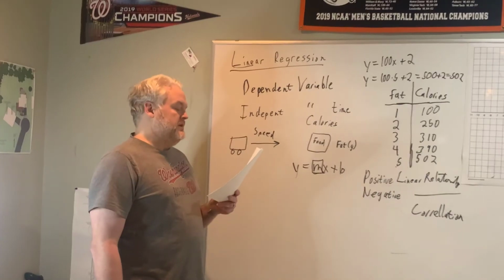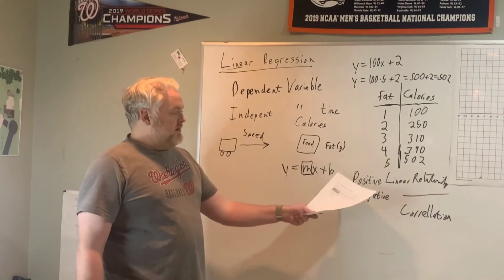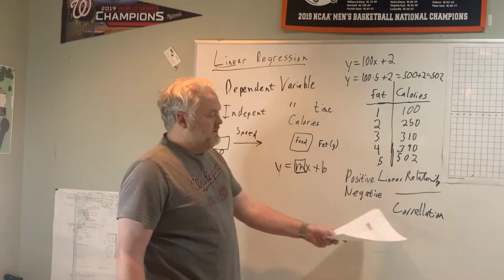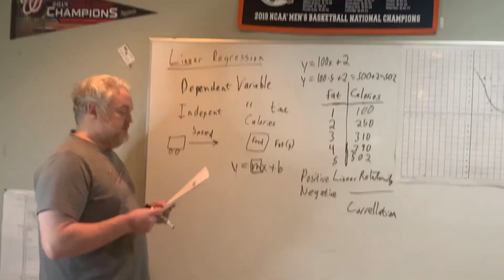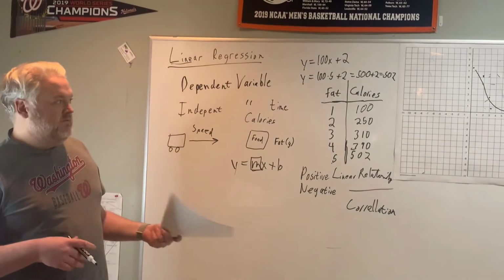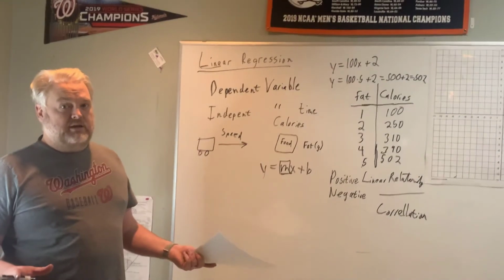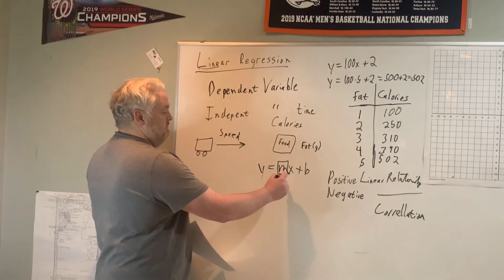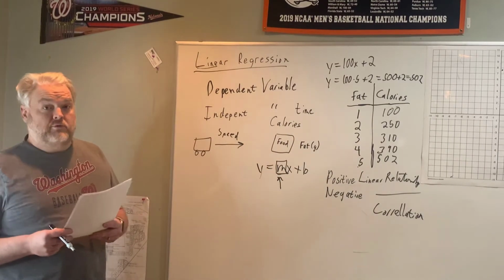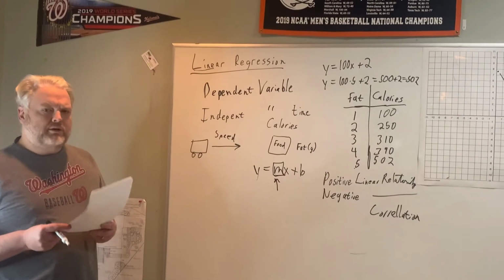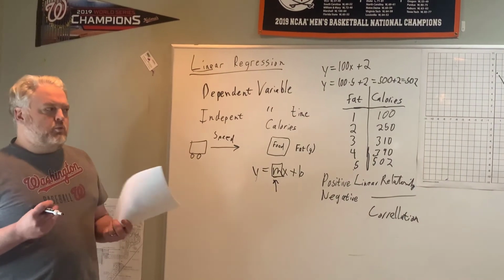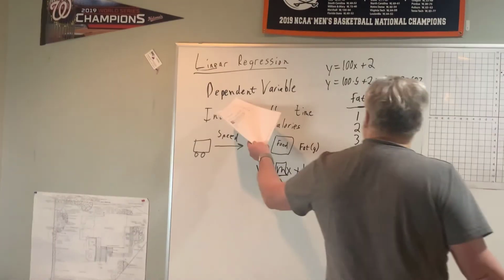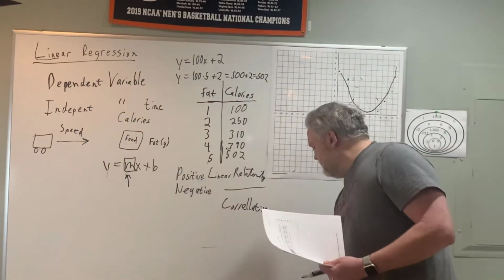Okay? So we have positive, negative linear relationships, but we also have positive and negative correlation. Now what's interesting about correlation, positive and negative, the way we determine it is the same way that we determined positive and negative linear relationships. It's through the slope and our slope-intercept form of a line. Correlation talks about the way that data correlates between the independent variable and the dependent variable, okay?